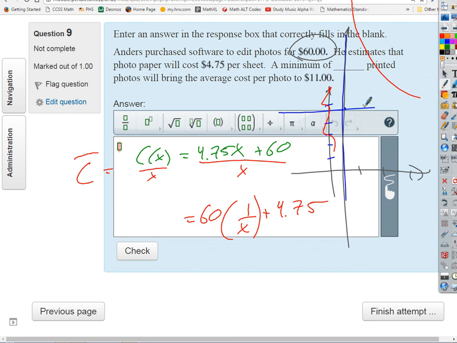Then the cost per sheet is just gonna approach 4.75. That 60 starts to get really minimal when you divide it over that many different sheets. Get the idea?